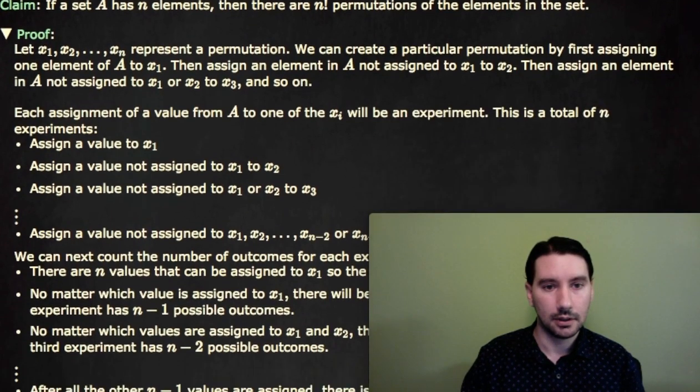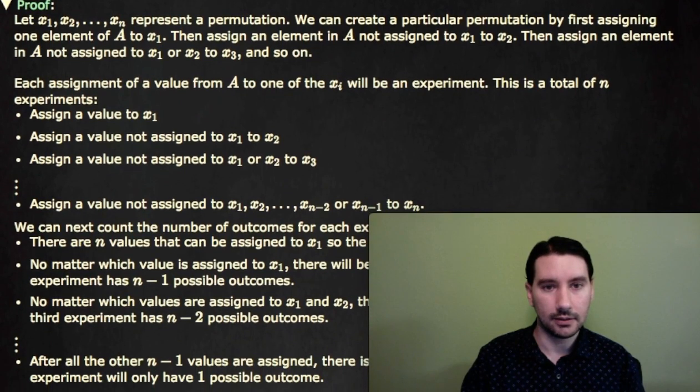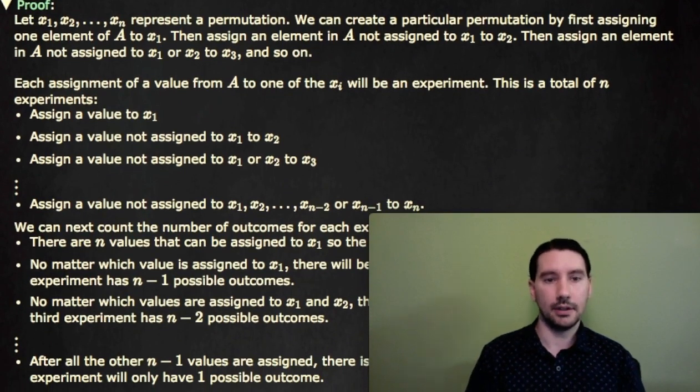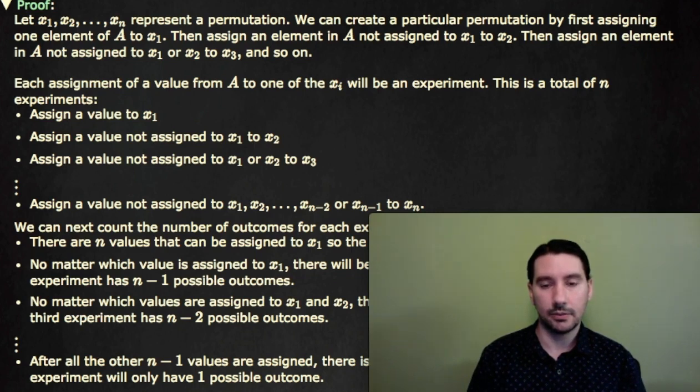So, let's let x1, x2 to xn represent a permutation of the n elements of a set A. We can create a particular permutation by first assigning one element of A to x1, so it's got to have some value assigned to it, and then assign a second element to x2, which of course can't be the same element we assigned to x1 because we've already used that element. Then take another element and assign that to x3, and so on and so on.